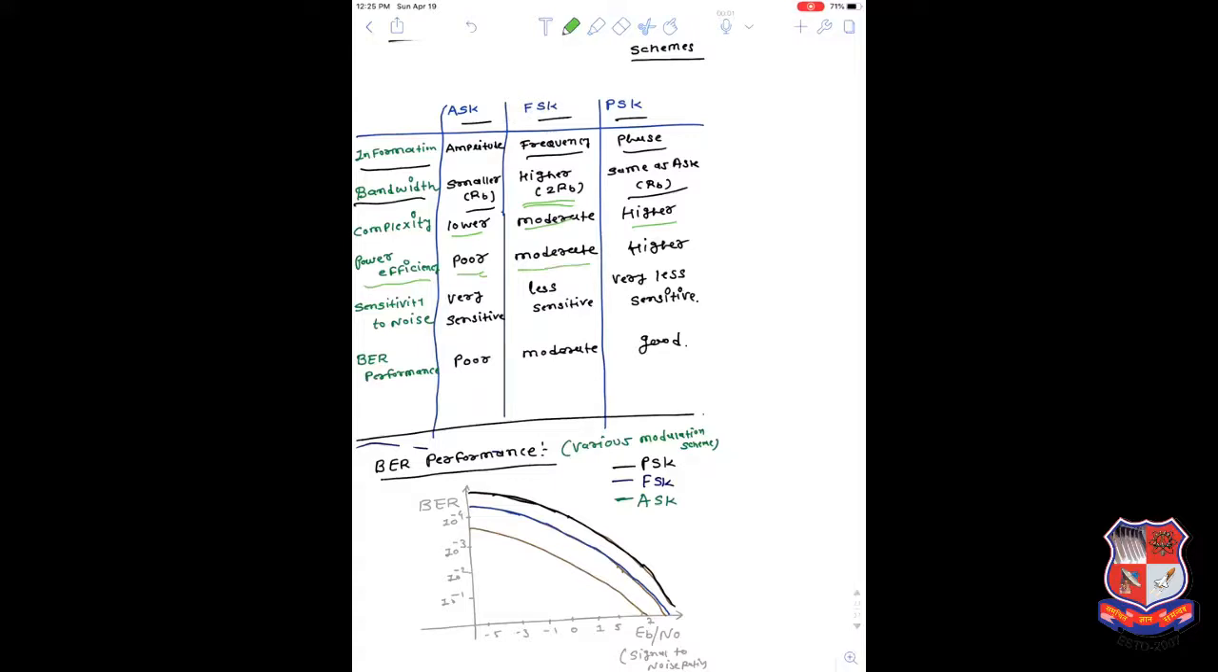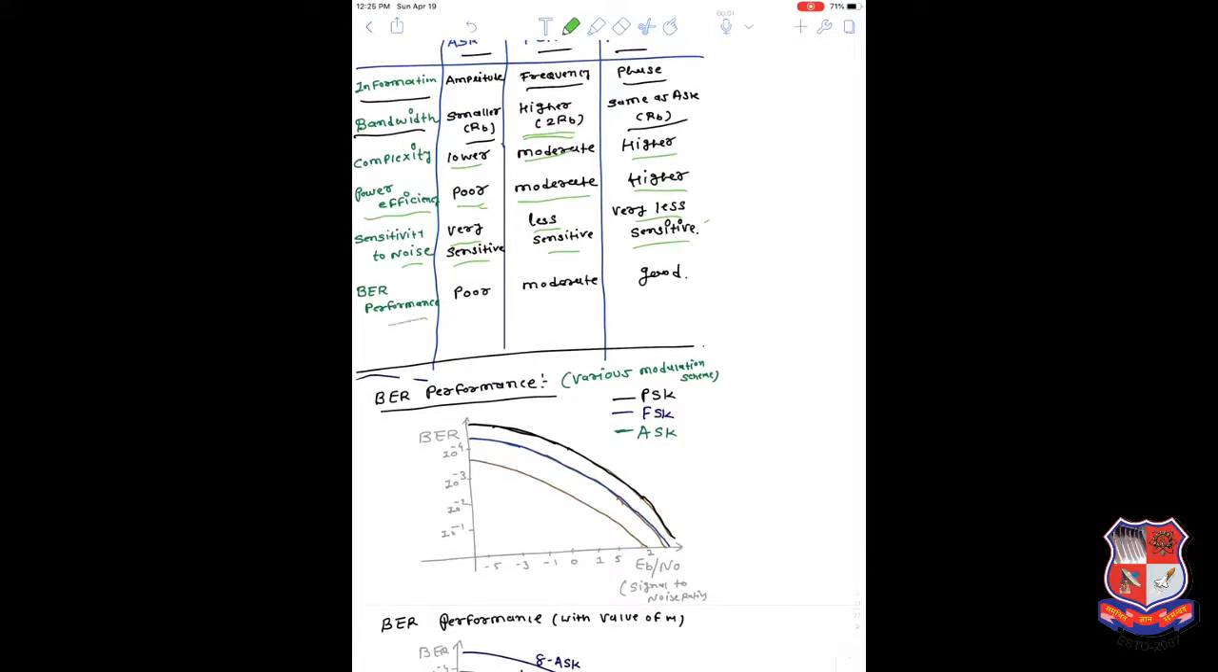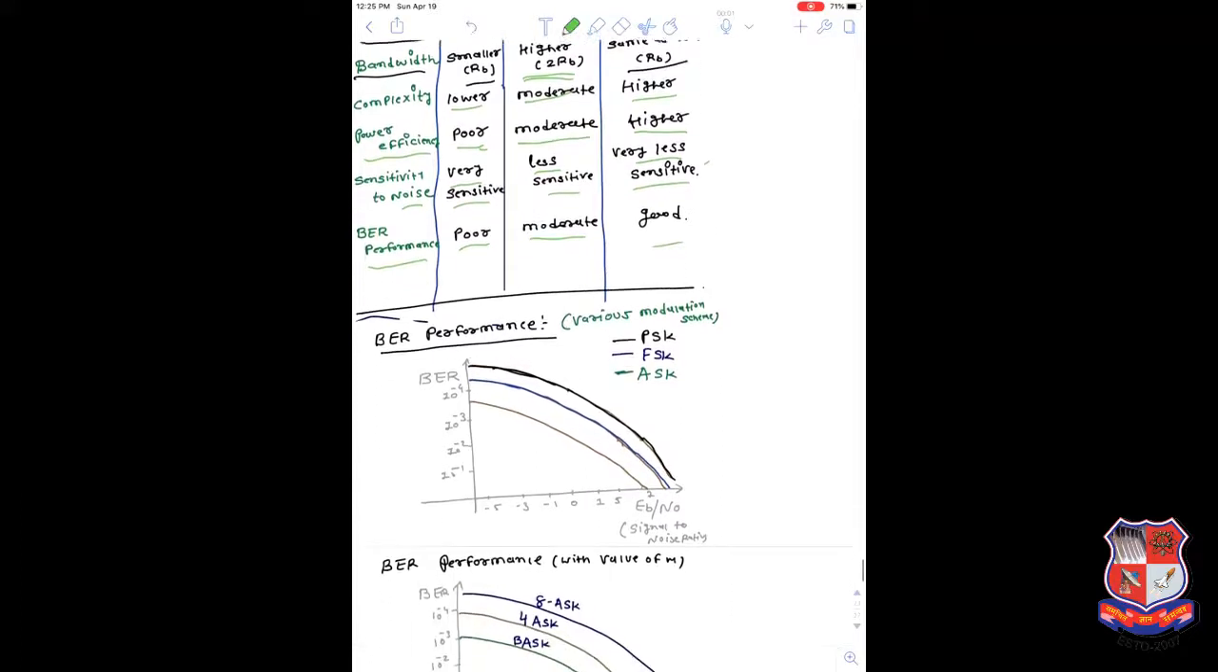In FSK it is moderate because the information is not stored in amplitude but in frequency, and if the frequency varies from symbol to symbol, it will not affect the power, because power mainly depends on amplitude, not on frequency or phase. In PSK the power efficiency achieved is also better. Now, regarding noise sensitivity, most noise affects the amplitude, so ASK is very sensitive to noise, FSK is less sensitive, and PSK is even less sensitive because the information is stored in the phase. For bit error rate performance, ASK is very poor, FSK is moderate, and PSK is good.